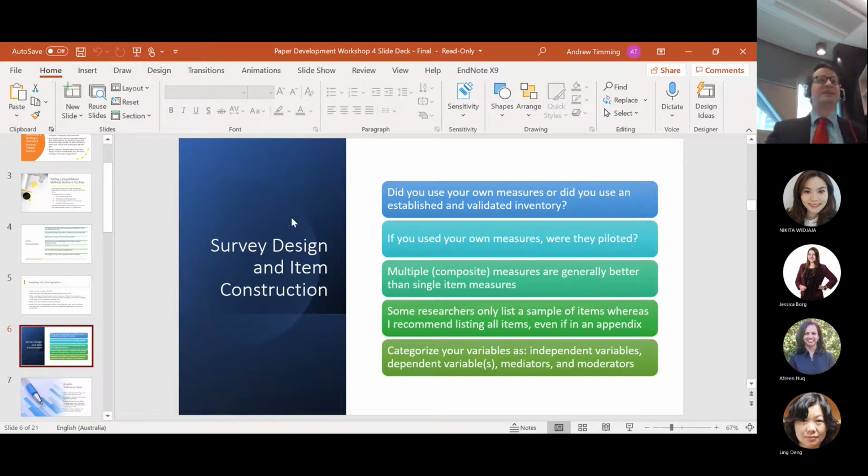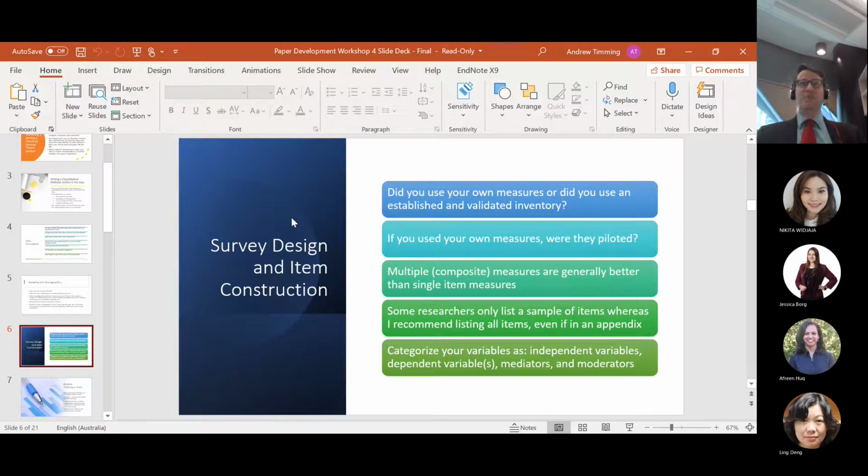Next section is survey design and item construction. So the key questions you would ask yourself here in writing up this section is, did you use your own measures, or did you use an established and already validated inventory that has been tested in previous research? And if you used your own measures or items, were they piloted, right? Have you tested them out on a smaller sample to evaluate their reliability and their validity?